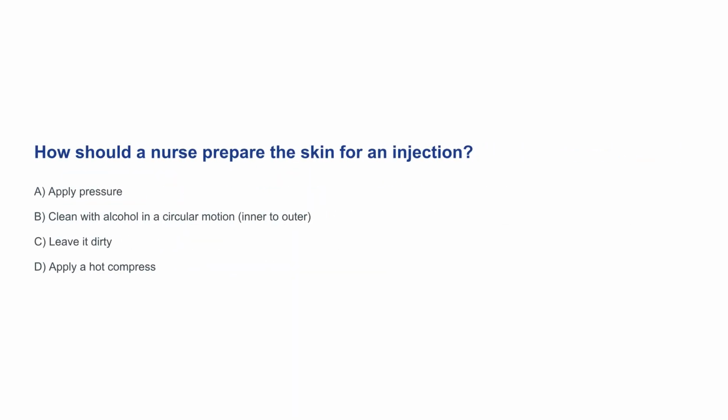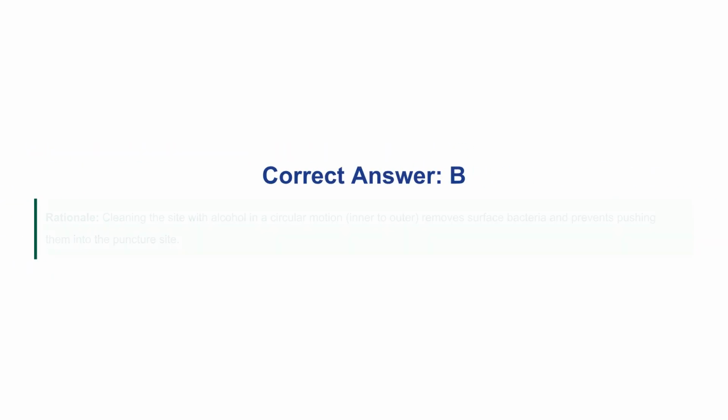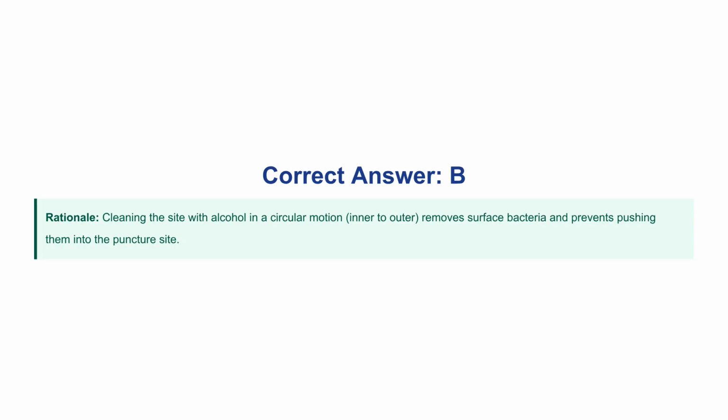How should a nurse prepare the skin site before giving an injection? The correct answer is B. Cleaning with alcohol in a circular motion from inner to outer helps remove surface bacteria and prevents pushing them into the puncture site.